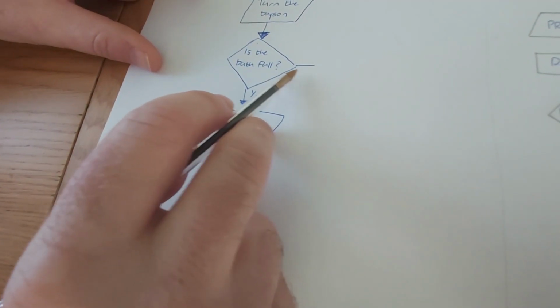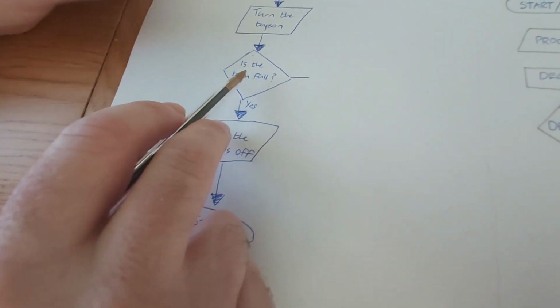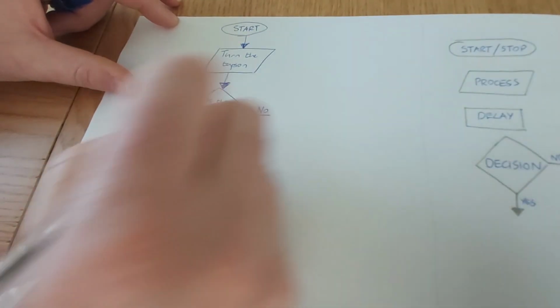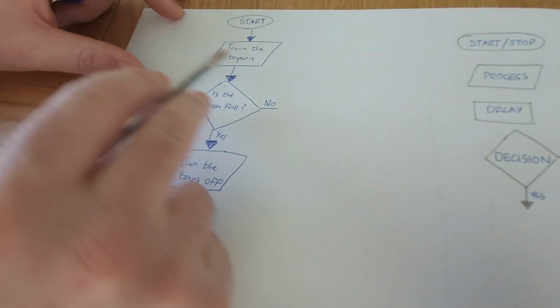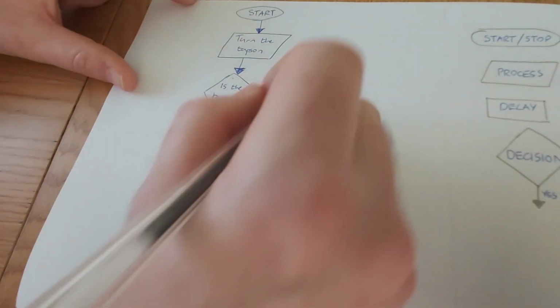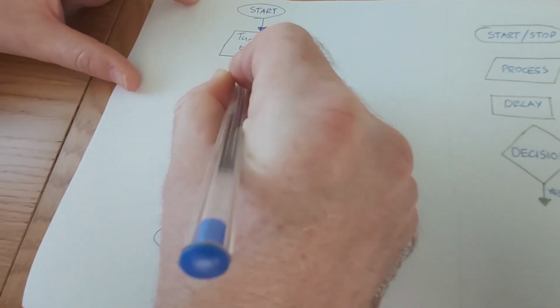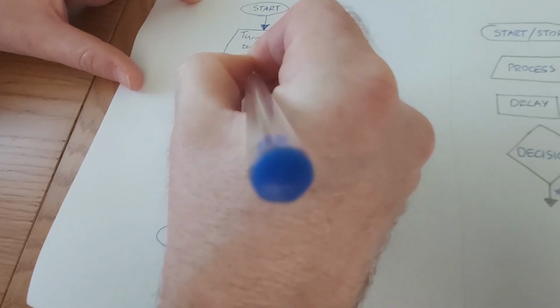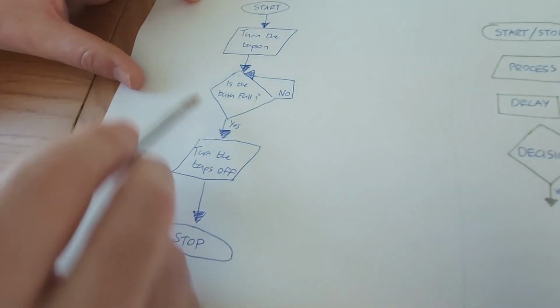However, we've got this little bit sticking out here, because if the question is asked, is the bath full, and it's not actually full, so no, well, what happens next? Now, I'm not going to turn anything back on because the taps are already on. I'm not going to turn anything off because the bath won't be full. So this basically just loops around back to this part here, and it keeps asking that question.